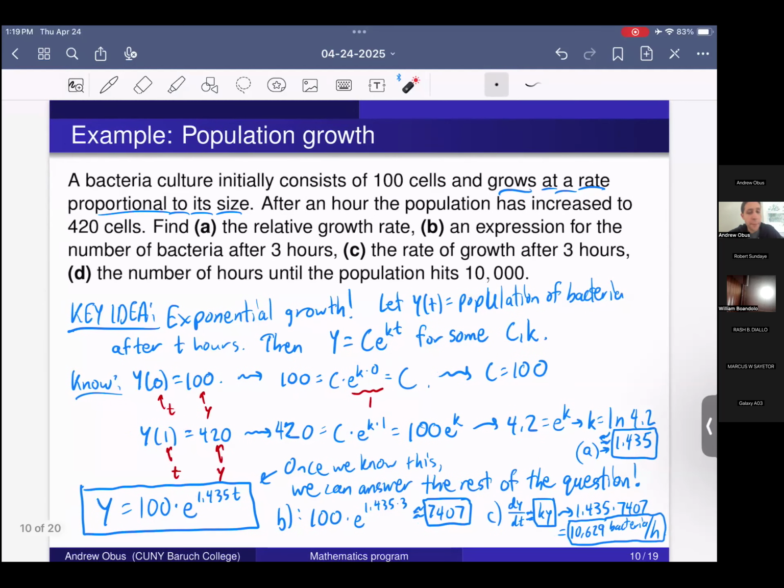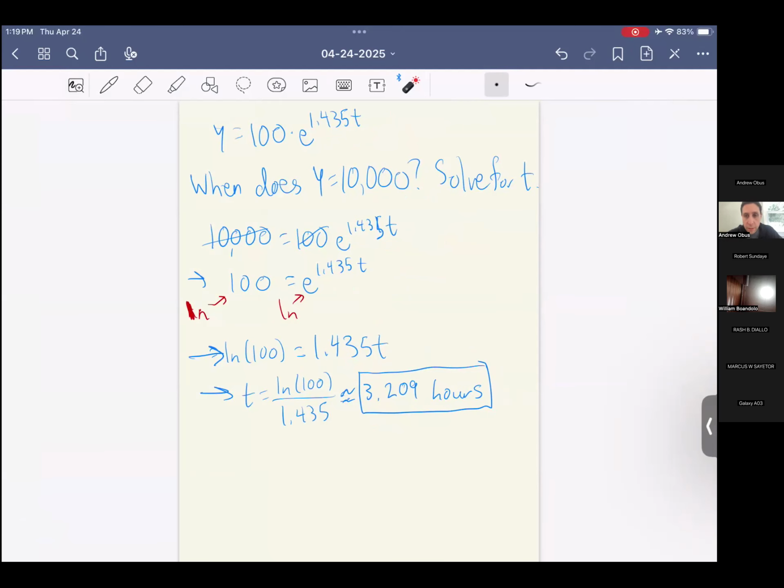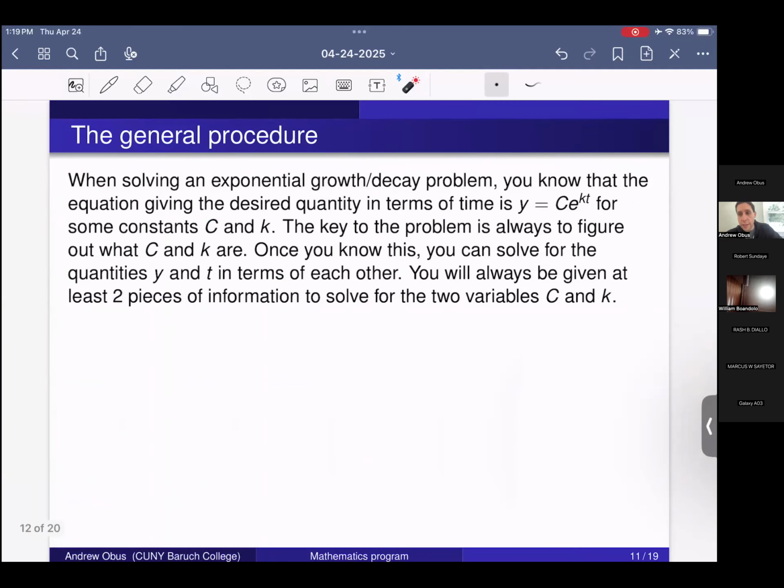Okay, so this is an example involving population growth. And this is a pretty good model for population growth, at least in the early stages of a population. So let me just remark, what is this general procedure?